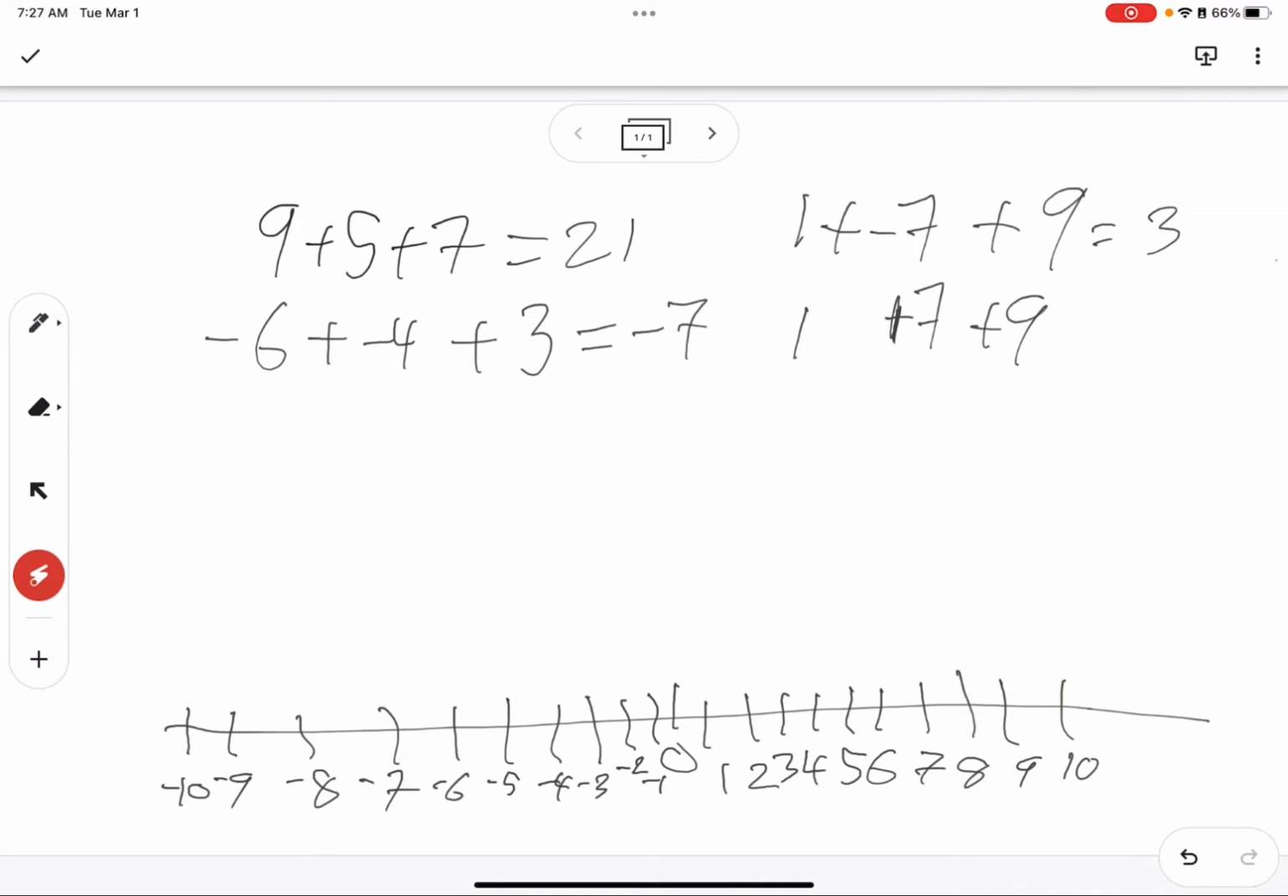Then I'm going to add 9, going to the right since it's positive, and my number line's not long enough. So in my head, I just know that 8 plus 9 is 17. Pretty easy when they're all positive numbers, okay?